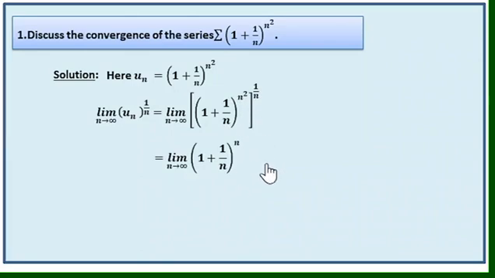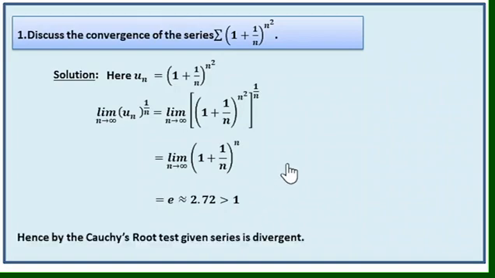And we know that this is the standard limit. The value of this limit is equal to e. Limit of 1 plus 1 by n whole to the power n as n tends to infinity is equal to e, and e is approximately equal to 2.72, which is greater than 1. Now by Cauchy's root test, if the limit of un power 1 by n as n tends to infinity is greater than 1, then the series diverges. Here for this series we have the limit of un power 1 by n as n tends to infinity is 2.72, which is greater than 1. So the given series diverges.